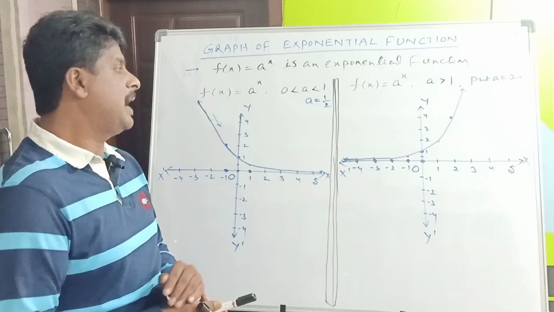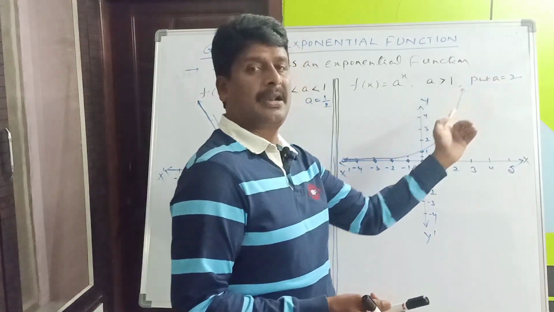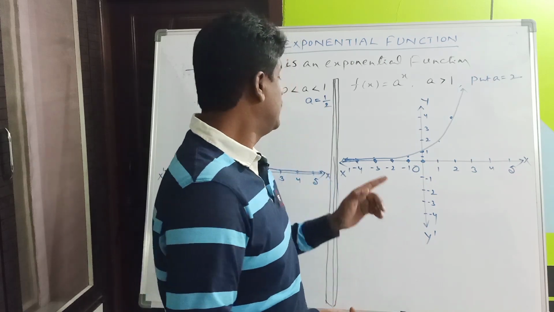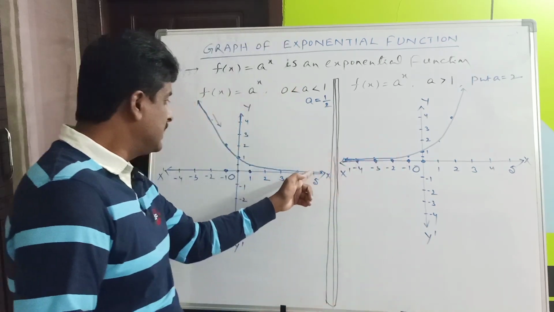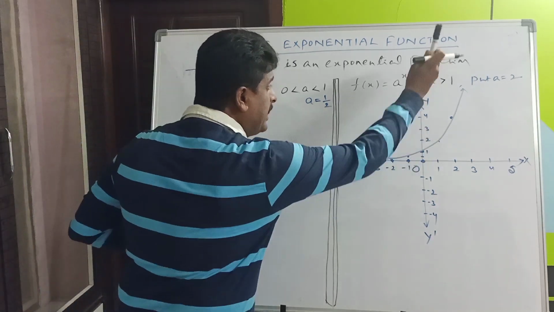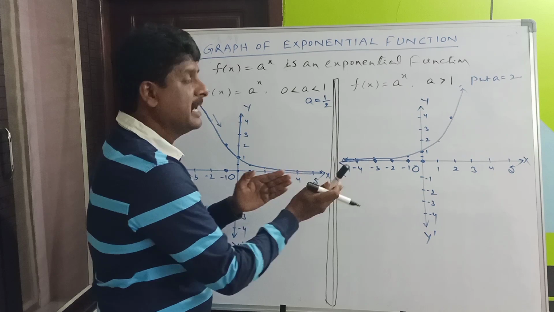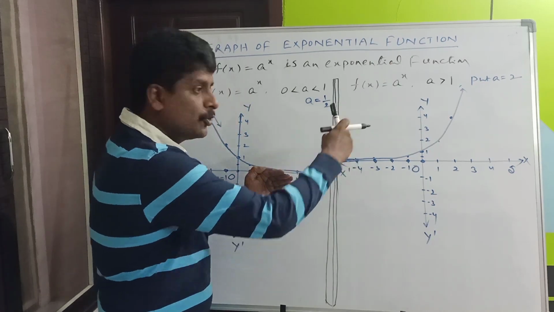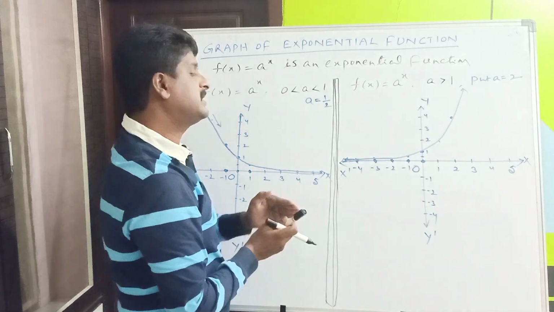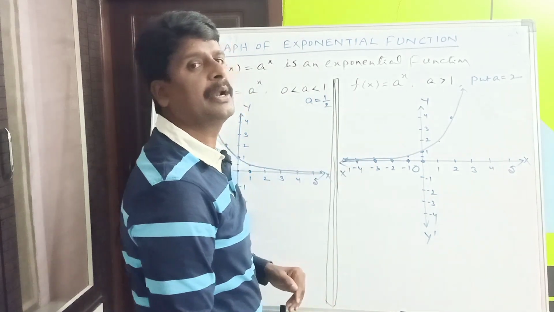And also, observe the range. Range means we have to identify the boundaries of the function. Here, the x-axis, here also the x-axis, is an asymptote. It means the lower boundary of the graph is the x-axis. The graph is not crossing, not touching the x-axis, and never comes below the x-axis. That's why the x-axis is the lower boundary.